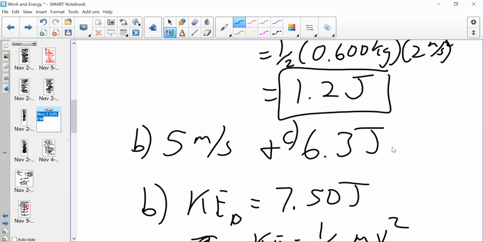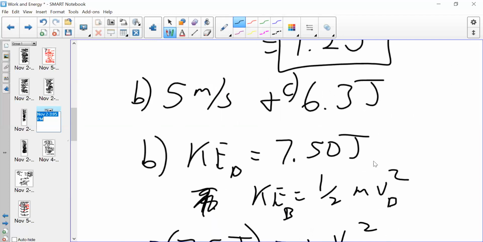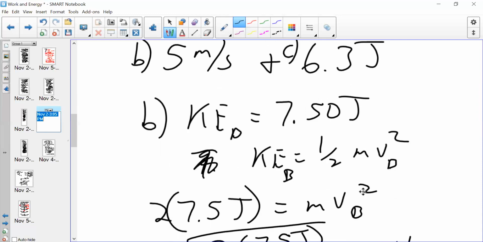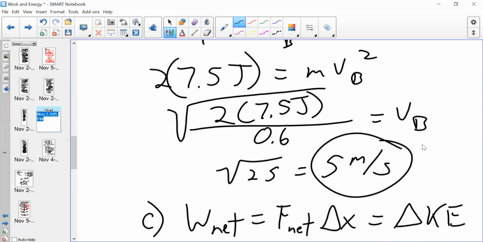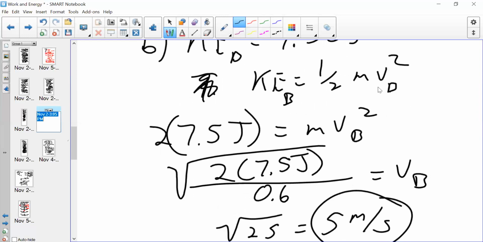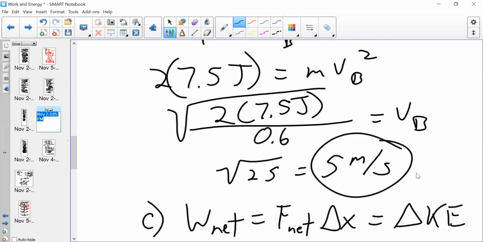And I said, okay, let's do B and C. And I think Nicole and others came up with the answers and said, okay, let's prove that B is 5 meters per second and C is 6.3 joules. So we went to B and we're trying to figure out what the velocity is at point B. So we have the kinetic energy, 7.5 joules, know what the mass is, solve for the velocity, 5 meters per second. How do we do that? Just took the kinetic energy formula and multiply both sides by 2, divide by mass, square root, and 5.